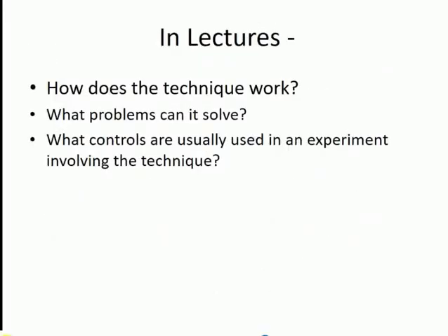So this is what you should get out of a lecture from one of the lecturers. How does the technique work? What problems can it solve? And this is an important one that a lot of people, for some reason, miss out because it's the basis of science: what are the controls? If you're not getting that from the lecturer, you should be getting it from the literature somehow. What controls are typical for this sort of experiment? For example, if you're using short interfering RNAs, it's very common to also use a randomized RNA sequence, just to show that putting some RNA into the system doesn't cause the effect that you want to see.